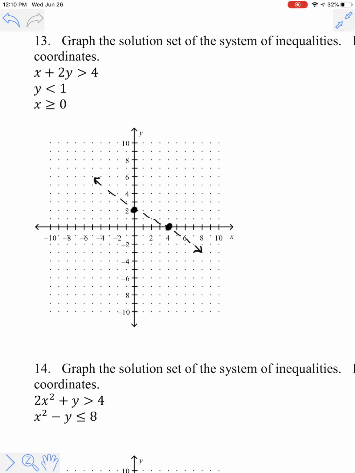And I need to know where to shade, because remember, inequalities also have shading, and the safest way is to use a test point. So if I use a test point of 0, 0, and plug in a 0 for x and y, then I get the statement that 0 is greater than 4. Now that's not a true statement, which tells me the test point I chose to plug in, which was 0, 0, is not part of the solution set. So I'm shading away from that point. I'm shading the area that wouldn't include that test point.